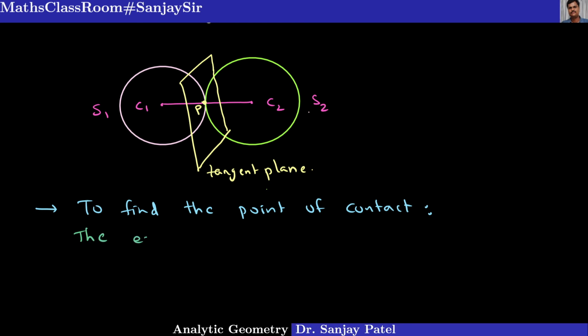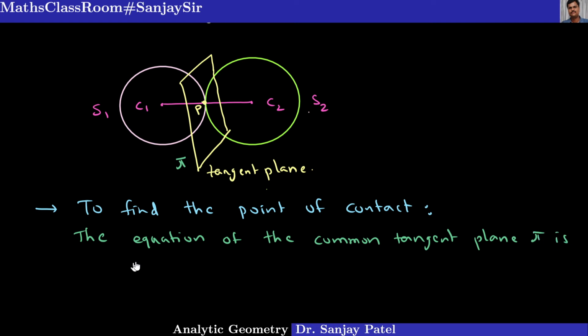So the equation of the common tangent plane, let me call this plane pi, the name of this plane, pi is S1 minus S2 equal to 0. Just remember, whenever two spheres are intersecting, we can have a plane passing through that intersection, and that plane is given by S1 minus S2 equal to 0 because it is satisfying both the spheres.